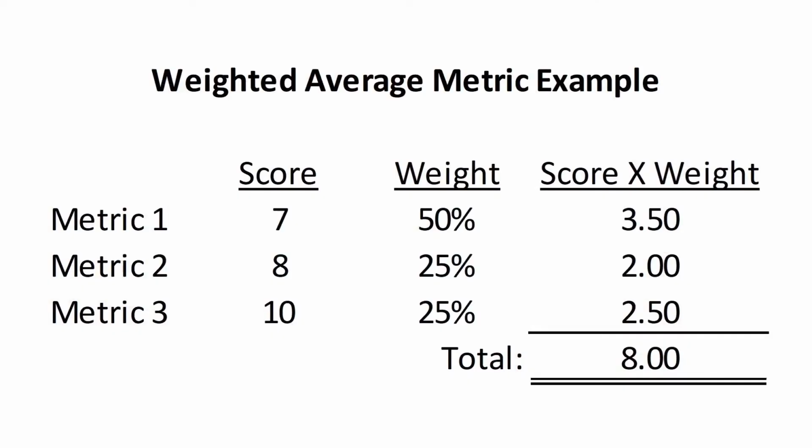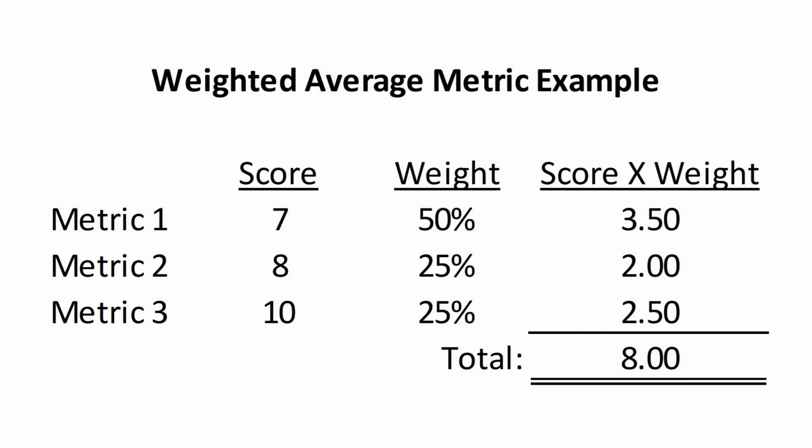Here's a quick example of how this works. Let's assume you have a dashboard with three metrics. Each is measured on a scale of 1 to 10. Metric 1 has a rating of 7, metric 2 is 8, and metric 3 is 10. Metric 1 is given a weight of 50%, while metric 2 and 3 are each weighted 25%.